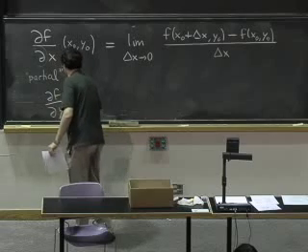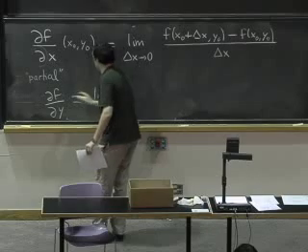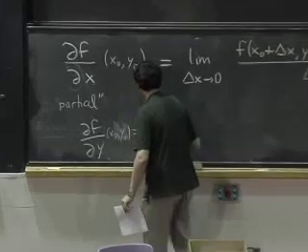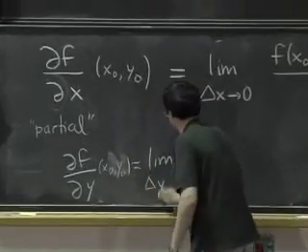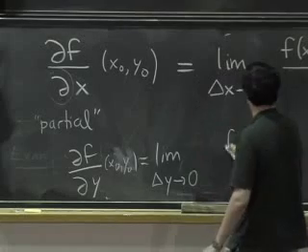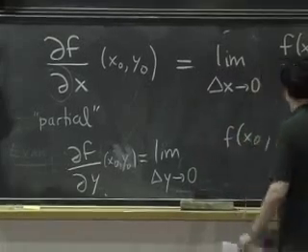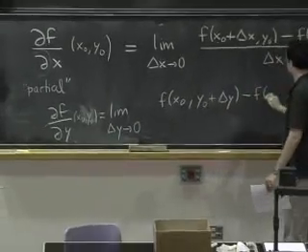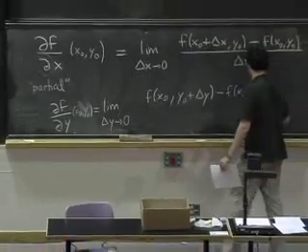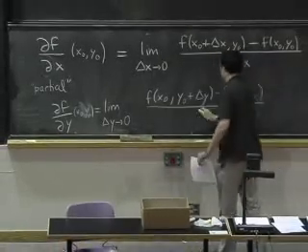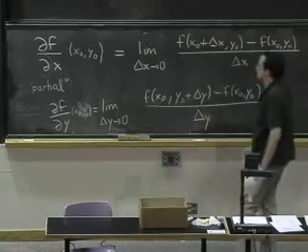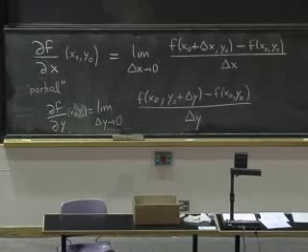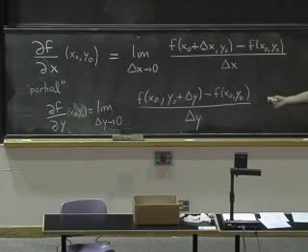∂f/∂y, at a point (x0, y0), is the limit as Δy tends to 0 of, this time I keep x the same, but I change y. So that's the definition of a partial derivative. And we say that a function is differentiable if these things exist.